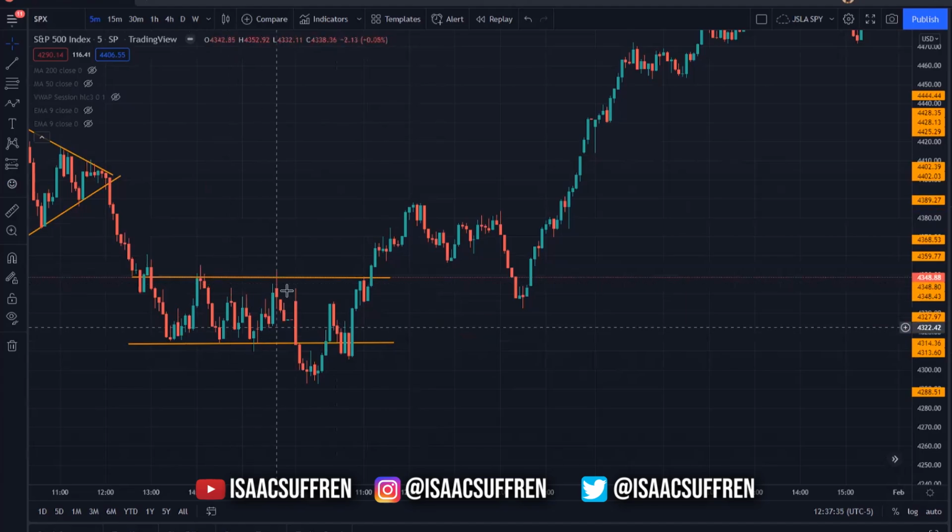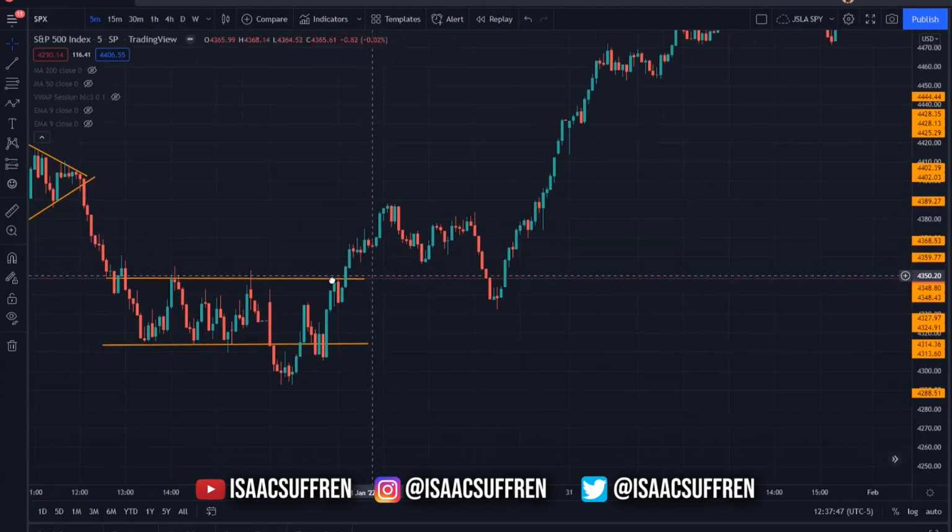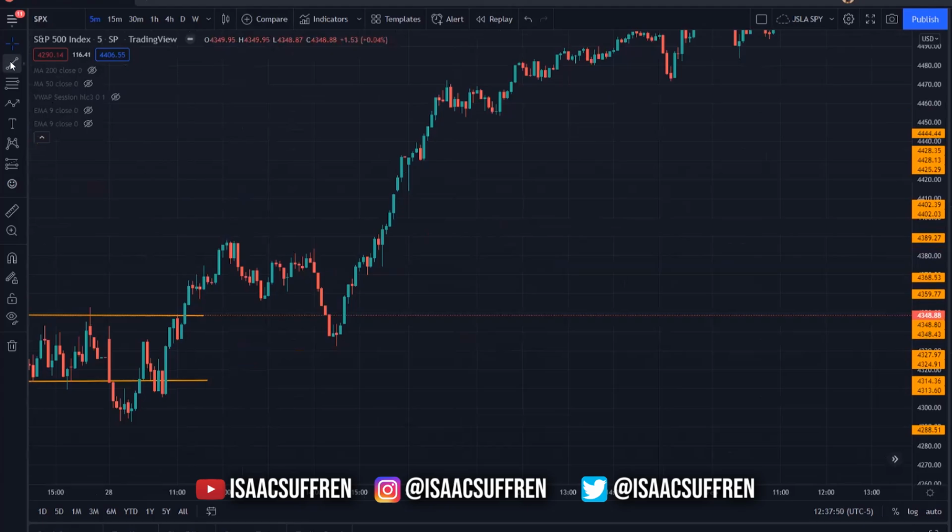So we consolidated. Say you wanted to take puts under this level, you can. We have a break, a retest, and then we break this level. You could definitely take calls above this level, because it was just ranging right here. So above the range, you could definitely take calls right here. But if you're just trying to stick with chart patterns, your next opportunity is definitely right here.